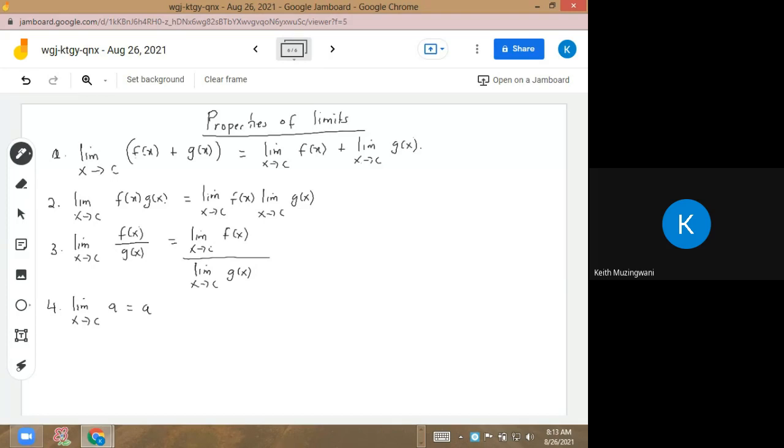So do examples, don't worry. Property 5, the limit as x goes to c of the square root of g of x is the same as the square root of the limit as x goes to c of g of x. So the limit is very, very flexible. It can go anywhere. It doesn't care about the bracket. It can enter there in such properties.